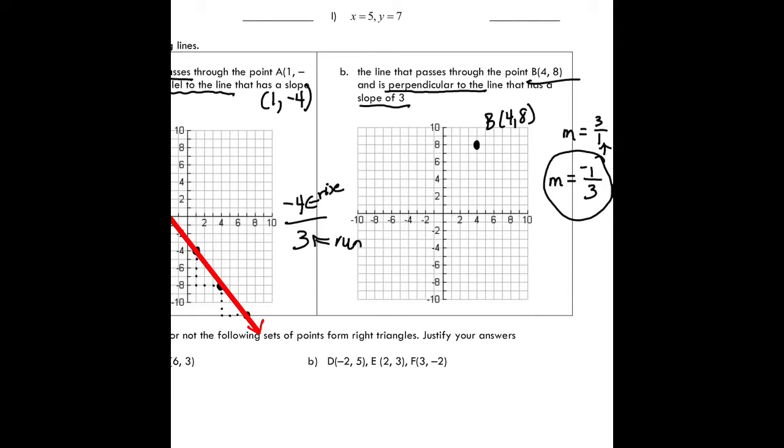So I can start at 4 and 8 and count down 1 and over 3. Down 1, 1, 2, 3. And then I'm going to go down 1 and over 1, 2, 3. And I can draw a line and connect them. Perfect. Draw arrows on either end.